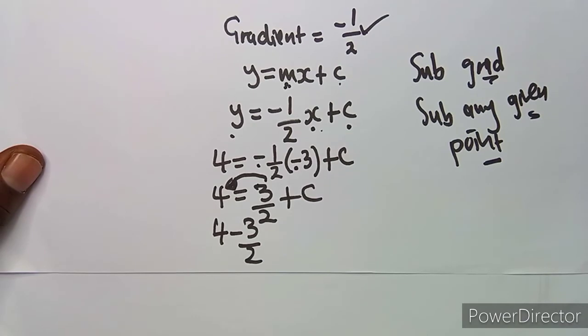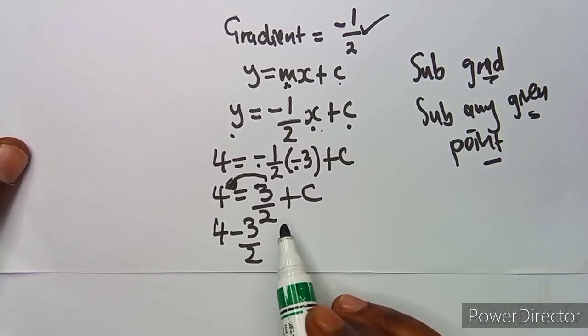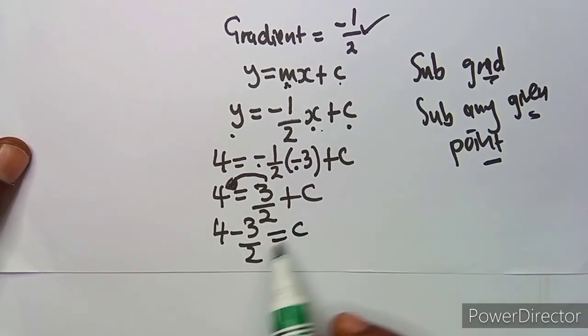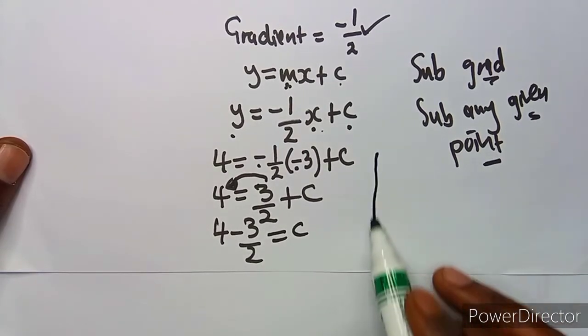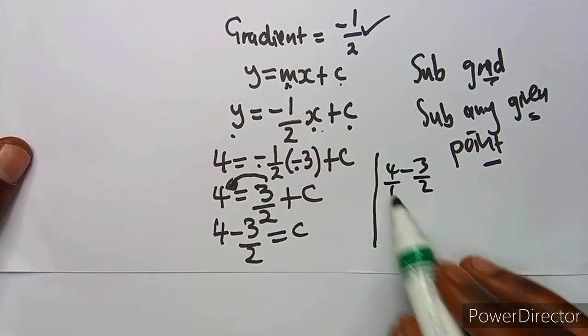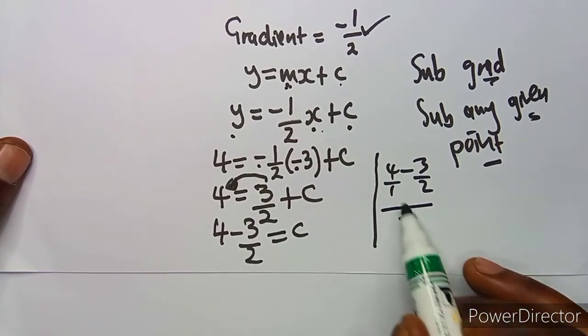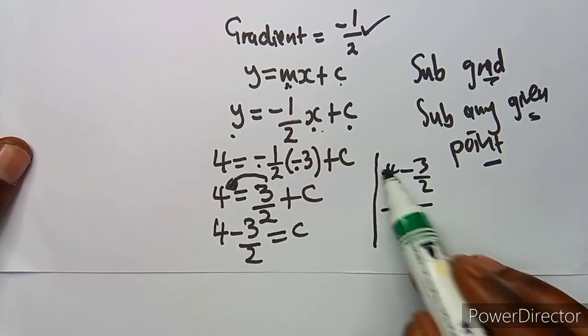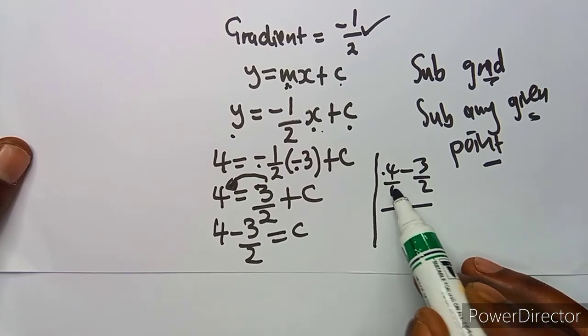All right, so how do I subtract 4 minus 3 over 2? Because this is transposed now, I'm left with c. So how am I going to subtract this? There are so many ways, guys. 4 minus 3 over 2 just means 4 over 1 like this. So we've got 2. 2 divided by 1 is 2, times 2.